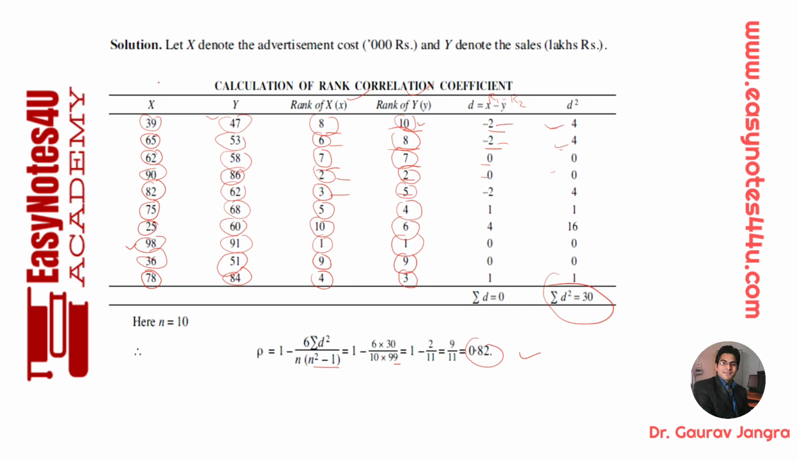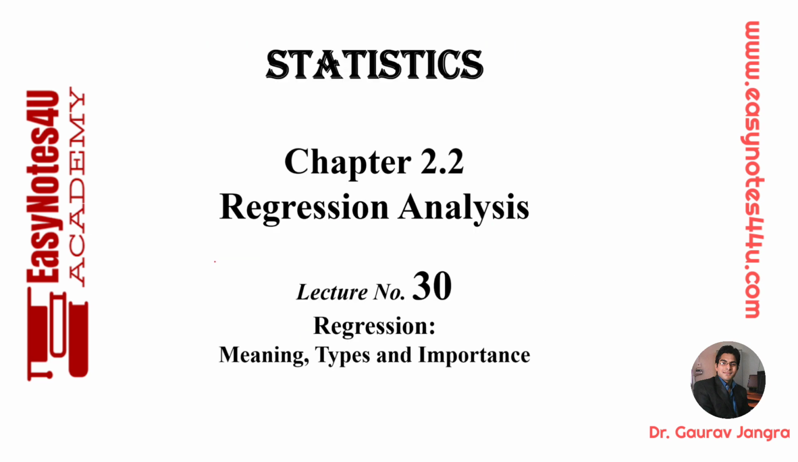So this is the case when ranks are not given. And the third situation is that when there is equal or tied ranks. If equal ranks come, if we have tied ranks, then how you can calculate the rank correlation?